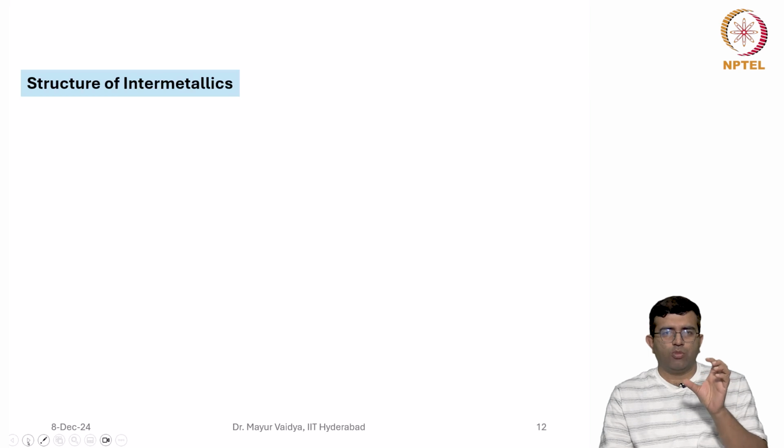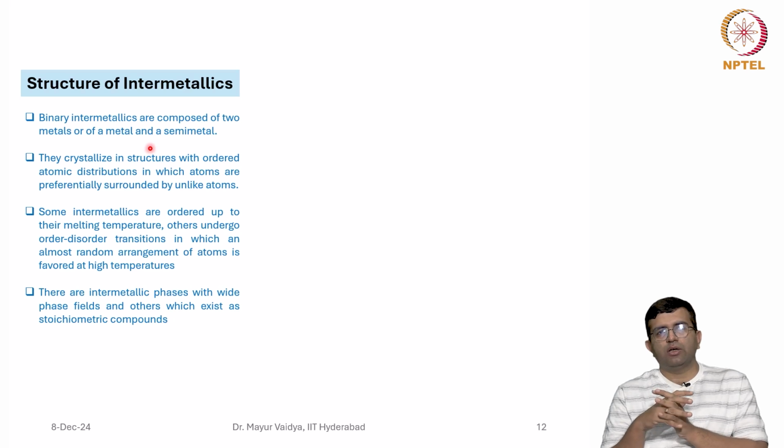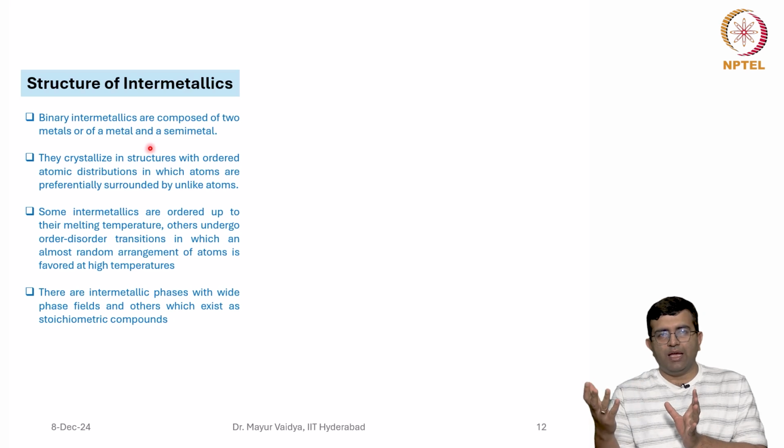I am sure you might have heard of this term if you have done any physical metallurgy course before, or in general also. Intermetallics basically are composed of two metals, or of a metal and a semi-metal. They usually crystallize in ordered atomic distributions where the atoms are preferentially surrounded by unlike atoms.